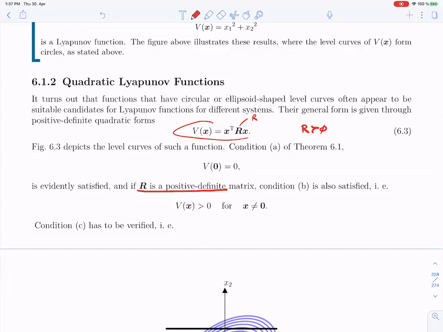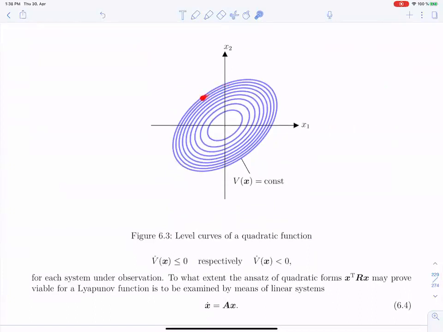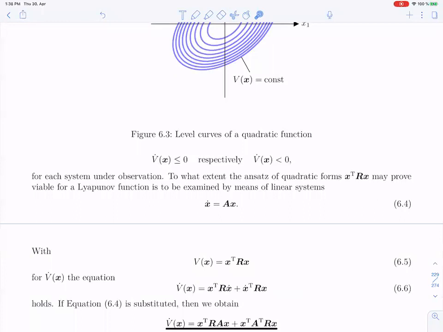R is greater than 0. It doesn't mean that all entries of the matrix are greater than 0, but it means that x transpose R x is greater than 0 for all x where the absolute value of x is greater than 0. So for any choice of x, this should be greater than 0. Then we call R the positive definite matrix. So obviously this is a very nice Lyapunov function because it satisfies this one. It's greater than 0 if x is different from 0. And the contour lines normally look like this. They are normally ellipses depending on the matrix R and its eigenvalues. You get this ellipse, and then normally you're able to prove stability.